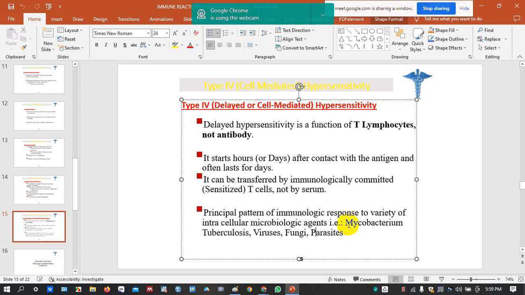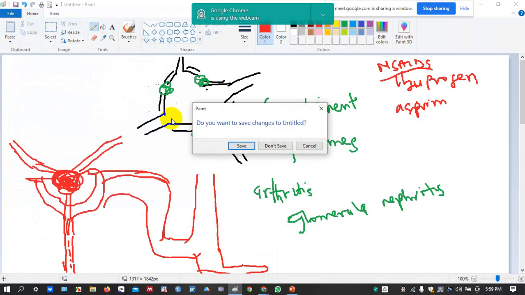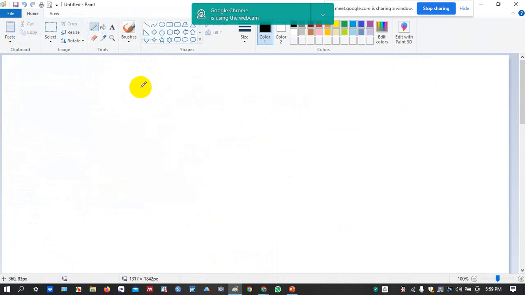MHC class 2 molecules. It's mediated by the MHC class 2 molecules. So the MHC class 2 molecules present antigens to helper T cells, which have CD4 receptors. I explained this one in the previous lecture on MHC. So let me see whether I can recap. So for the cell-mediated response or cell-mediated cytotoxicity, this is what we have.